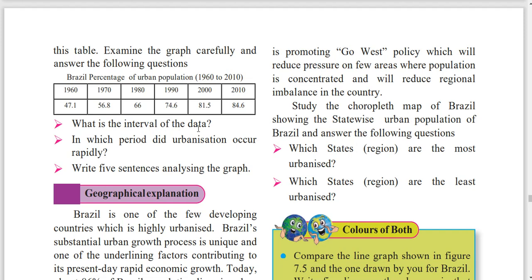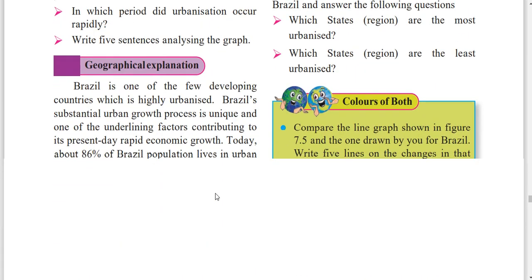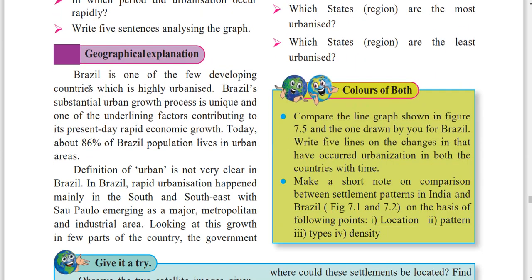What is the interval of the data? In which period did urbanization occur rapidly? Write 5 sentences analyzing the graph. Graphical explanation. Brazil is one of the few developing countries which is highly urbanized. Brazil's substantial urban growth process is unique and one of the underlying factors contributing to its present day rapid economic growth.